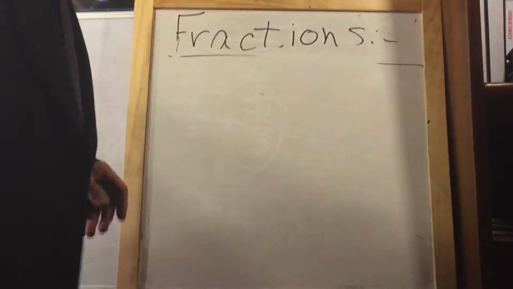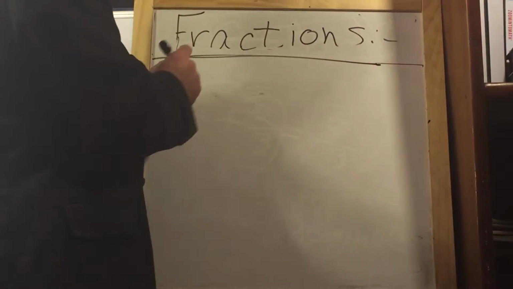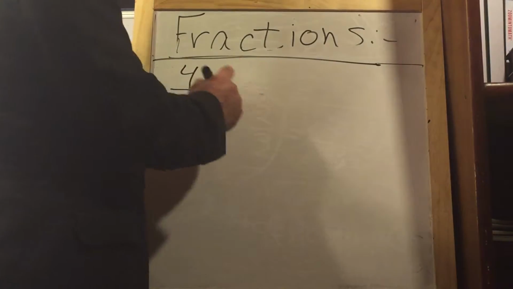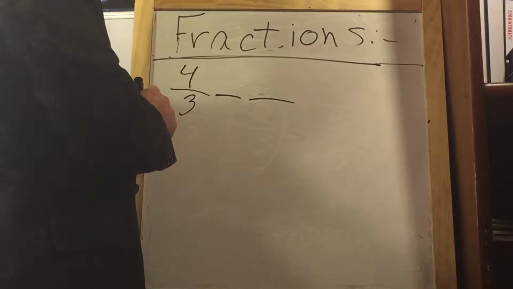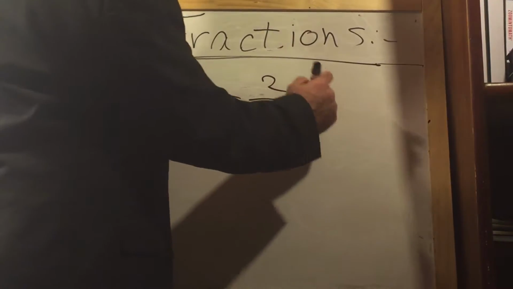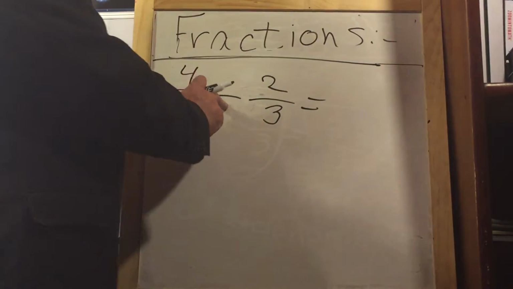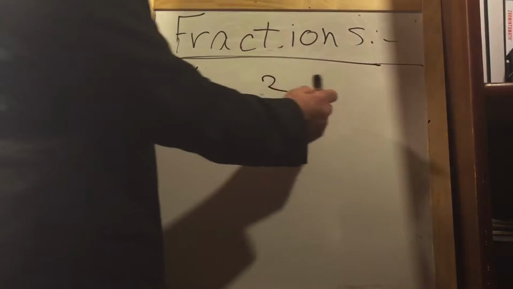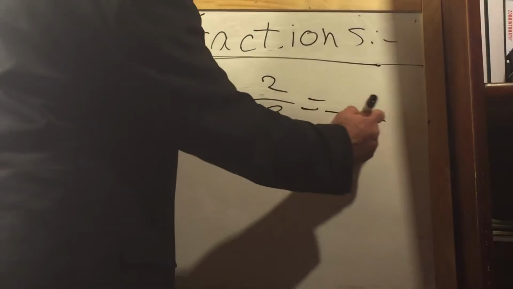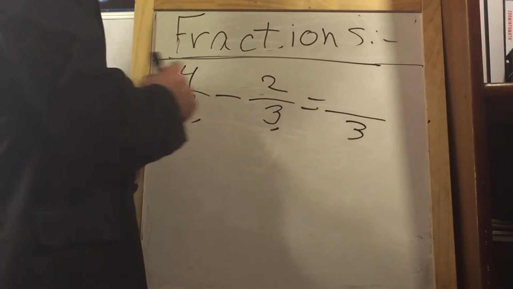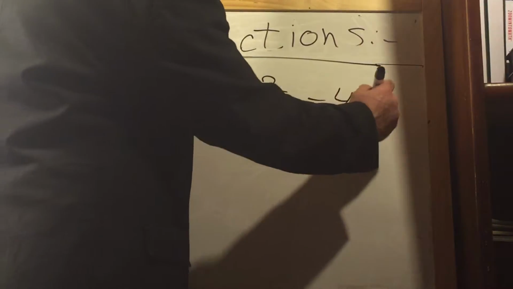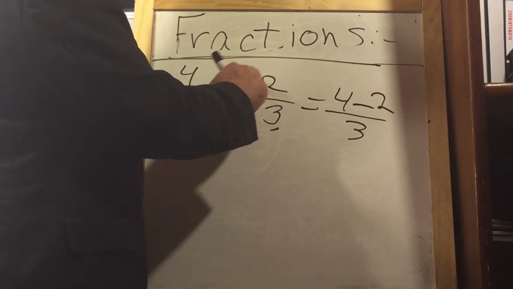Okay, how about subtraction of fractions? We have 4 over 3 minus 2 over 3. How's that? Same thing, we just subtract them. The common denominator here is 3, because they're the same. And then we subtract 4 minus 2.